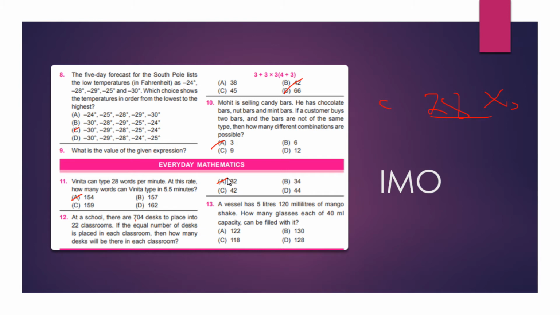A vessel has 5 liters, 120 milliliters of mango shake. How many glasses each of 40 ml capacity can be filled with it? Just convert the unit first. Okay, 5 liters 120 ml is 5.12 liters. Convert it into milliliters and then divide by 40. So obviously the answer for this question is 128.